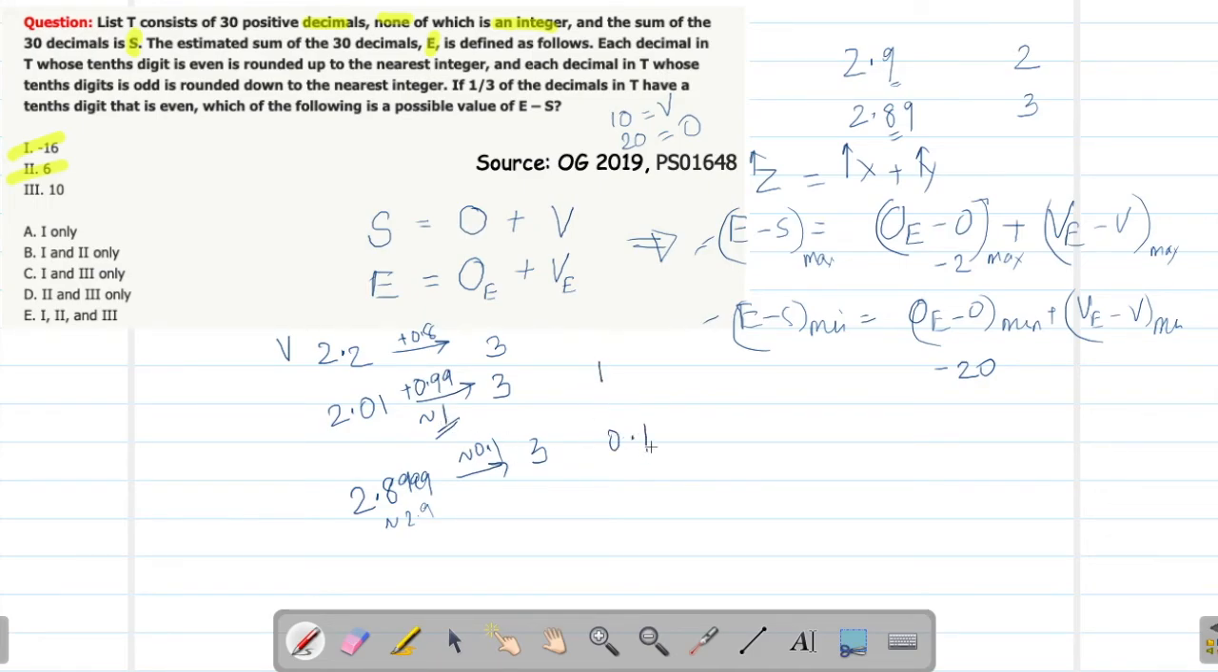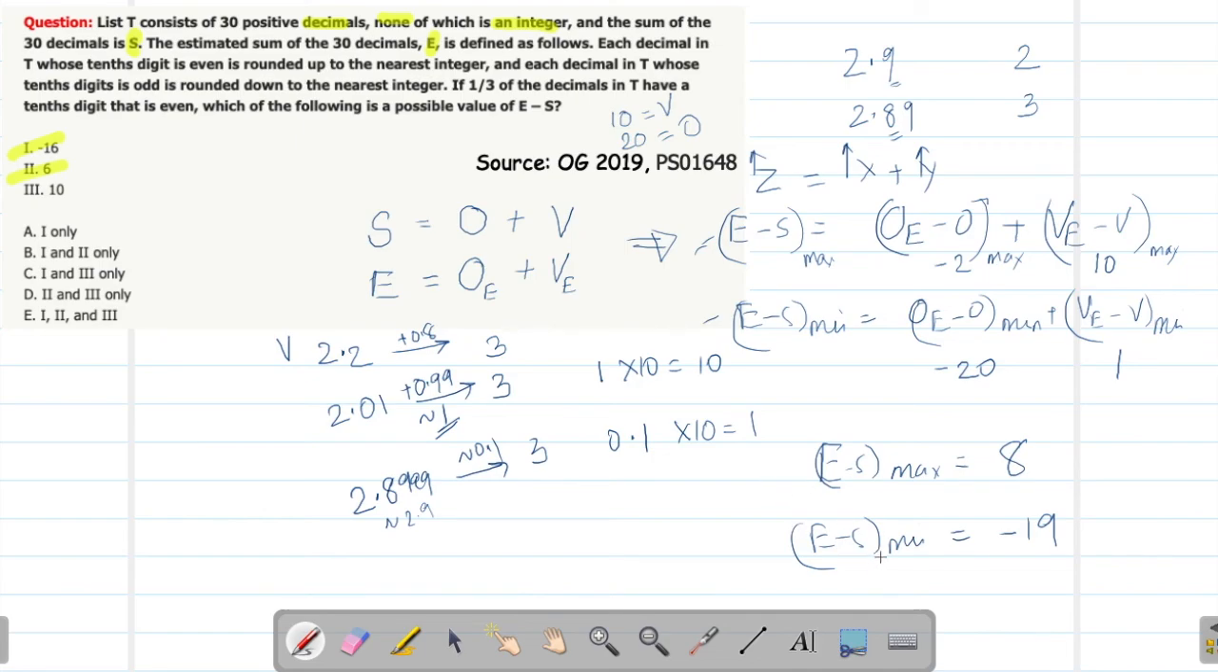So we have two extremes identified. Since there are 10 such numbers, we will multiply this by 10 to get the maximum value as 10. Let's put that down here. And we will multiply this by 10 to get the minimum value 1. And let's put that down here. So this gives us E minus S max equal to minus 2 plus 10, that is 8. And E minus S minimum is equal to minus 20 plus 1, which means minus 19.